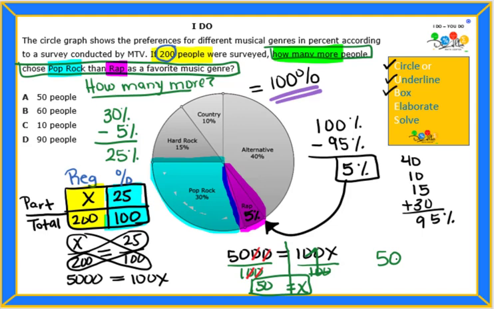And the question says, if 200 people were surveyed, how many more people chose pop rock than rap as their favorite music genre? So our question is asking how many more people. So this is 50 people. So if we look at our answer choices, the correct answer is A. 50 more people chose pop rock than rap.